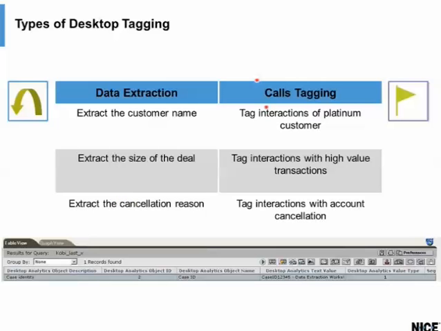And the other side of desktop tagging is to do what we call call tagging, which is to basically flag interactions, for example, if an agent takes a call from what we would consider to be a platinum level customer, or interactions that have high dollar values tied to them. And again, using the cancellation example, if a customer is canceling their account, somebody might want to review that, maybe a customer retention department, for example.